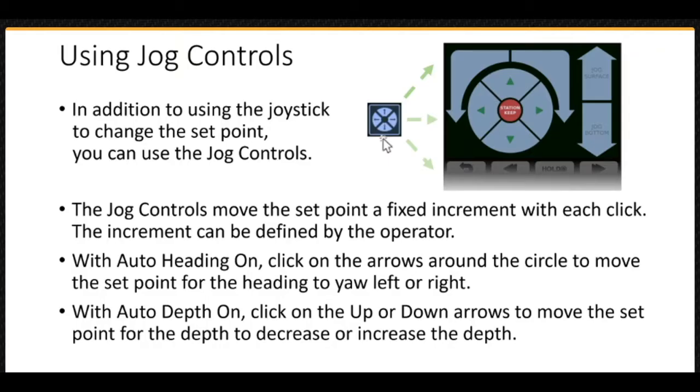Using jog controls. In addition to using the joystick to change the set point, you can use the jog controls. The jog controls move the set point a fixed increment with each click. The increment can be defined by the operator. With auto heading on, click on the arrows around the circle to move the set point for the heading to your left or right. With auto depth on, click on the up or down arrows to move the set point for the depth to decrease or increase the depth.